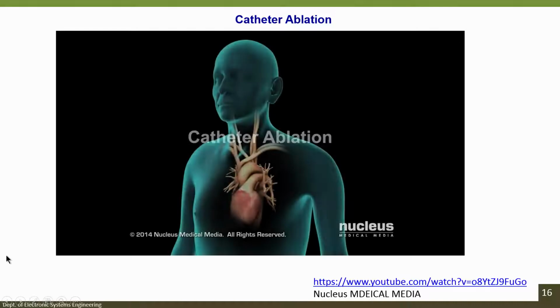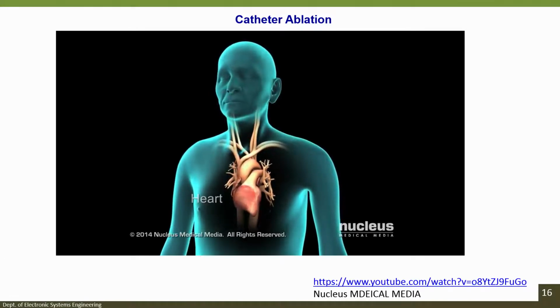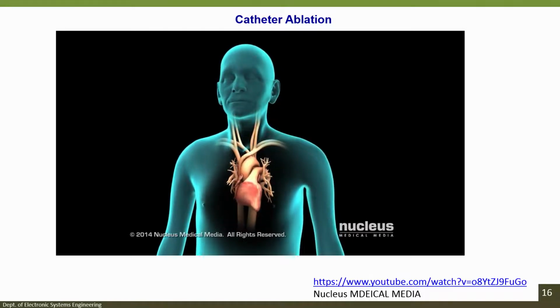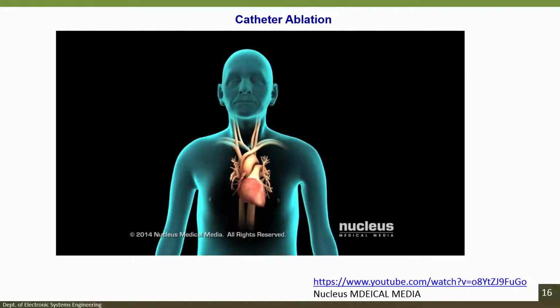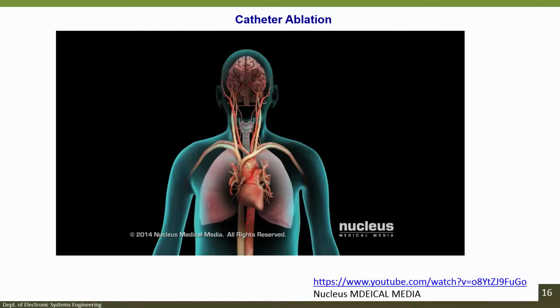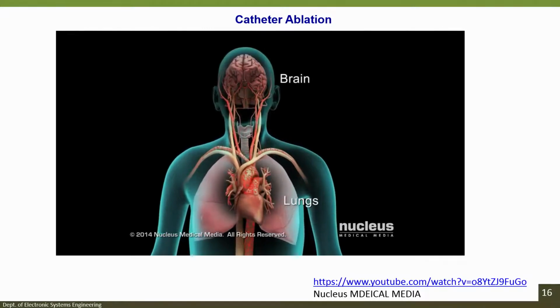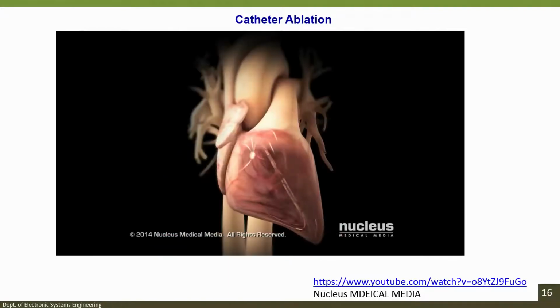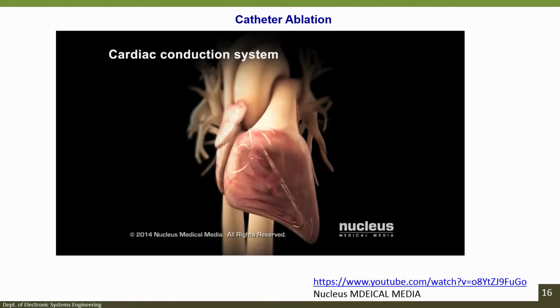Depending on activity level, the heart beats about 60 to 100 times per minute. It may be higher during exercise or lower at rest. A normal heart rate and rhythm ensures the delivery of oxygen-rich blood to all of the body's organs, such as the brain and lungs. A group of cells in the heart, called the cardiac conduction system, uses electrical impulses to control the speed and rhythm of each heartbeat.